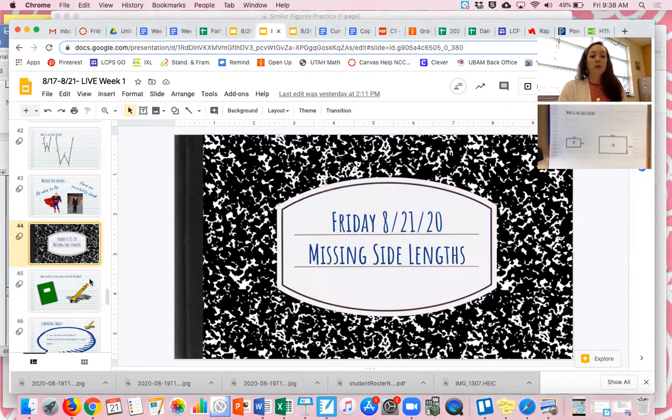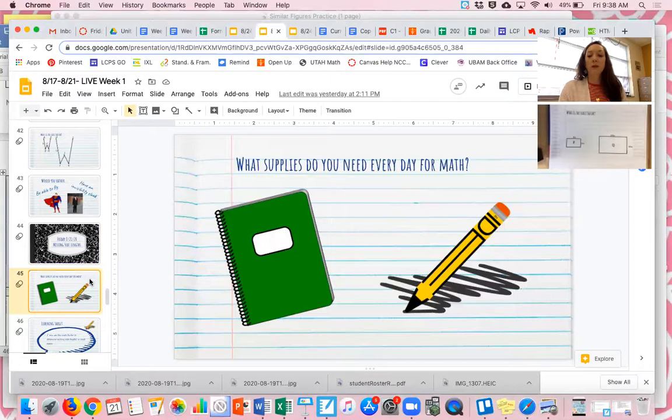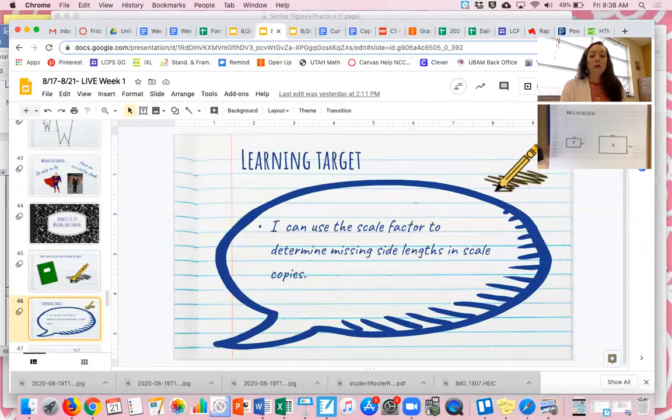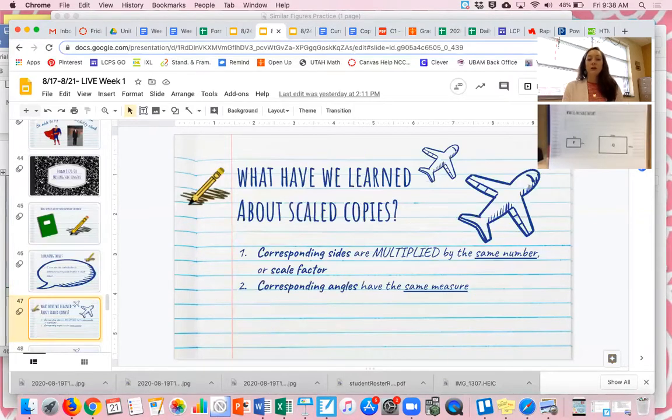So make sure that you have some paper or a notebook and that you have a pencil to write with. And what we're going to do today is talk about the scale factor and how we can use that to determine missing sides in scale copies. So let's just review what we've done this week.